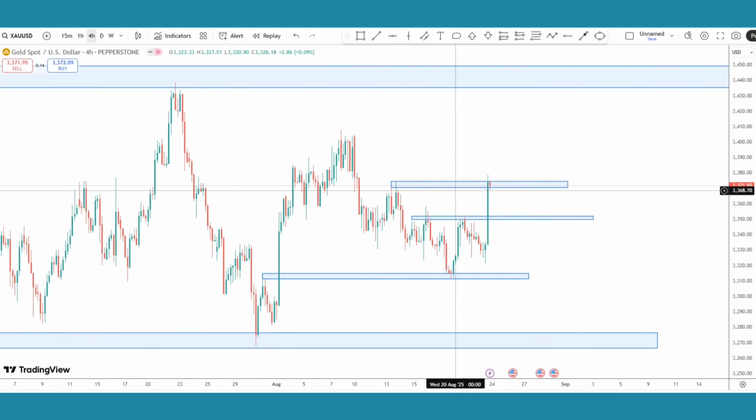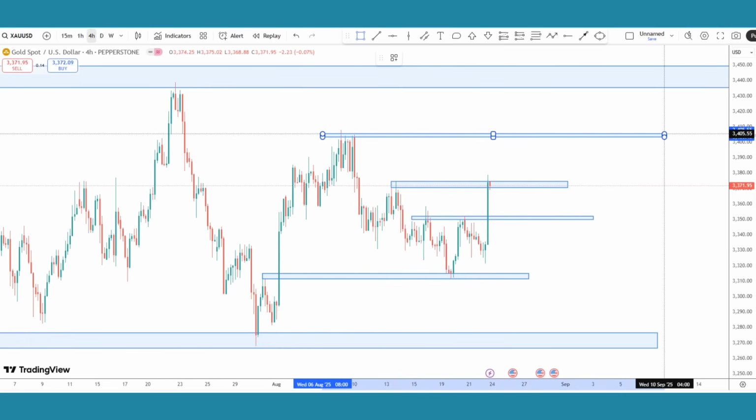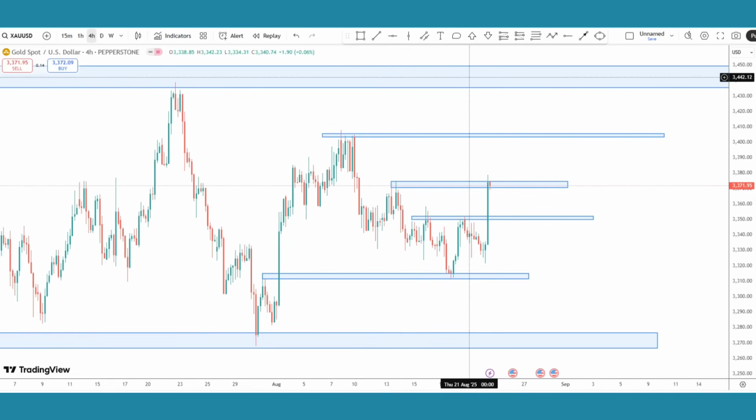Good. So now that we have identified these areas, the last one is this next stop area here, before we enter into a major area of resistance. So these are resistance levels up here, and then we have support levels down here, and possibly down here as well. So what am I expecting?